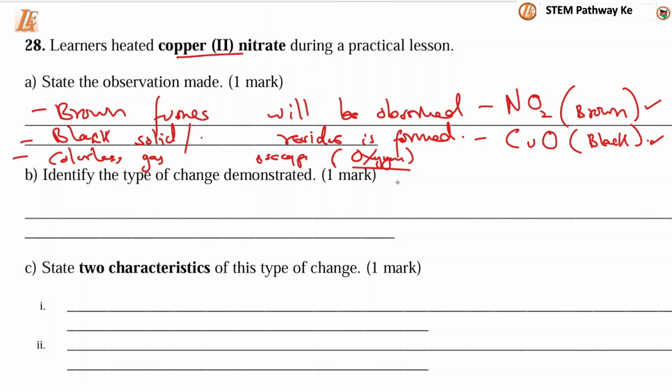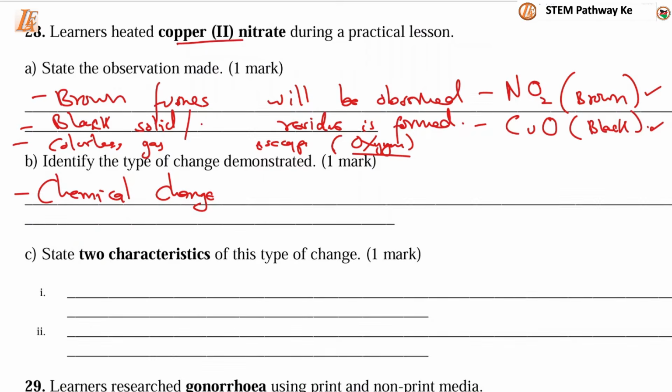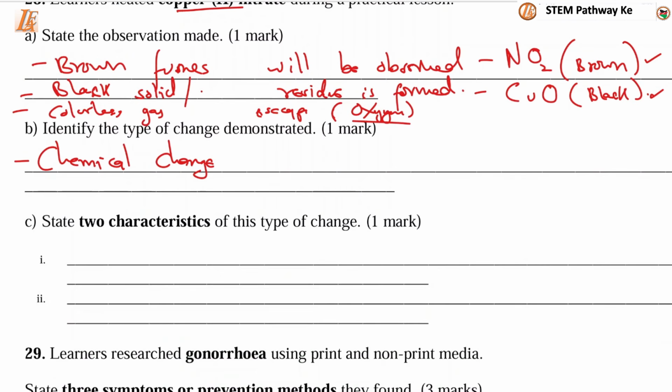Therefore, to identify the type of change demonstrated here, new substances are formed. Initially, you had copper 2 nitrate, but now you have nitrogen 4 oxide, which is a new substance. You have copper 2 oxide, which is a new substance. Then you have oxygen, which is also a new substance. Therefore, the change here is irreversible, and new substances are formed. In this process, you can see heat energy is absorbed. So the change that we have here is a permanent chemical change.